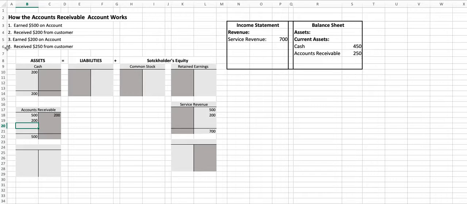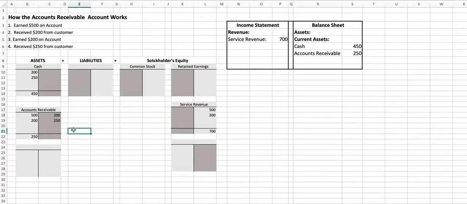Transaction number 4, received $250 cash from a customer on account. That means they're paying on their account, so we would debit cash $250 and we would credit accounts receivable for $250.